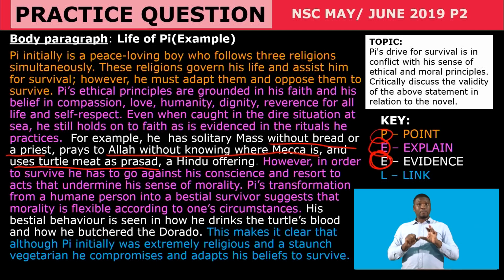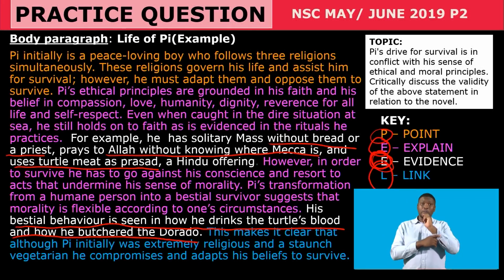And now we have evidence again. His bestial behavior is seen in how, so now we are giving you evidence of this bestial behavior that we referred to in our explanation, he drinks the turtle's blood and how he butchered the Dorado. Linking it back: this makes it clear that although Pi initially was extremely religious and a staunch vegetarian, he compromises and adapts his beliefs to survive at sea.